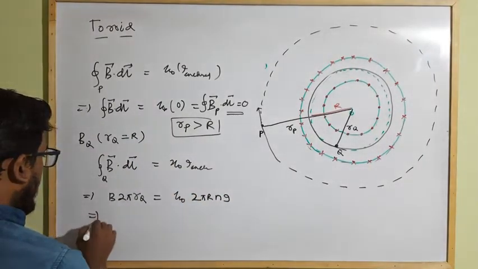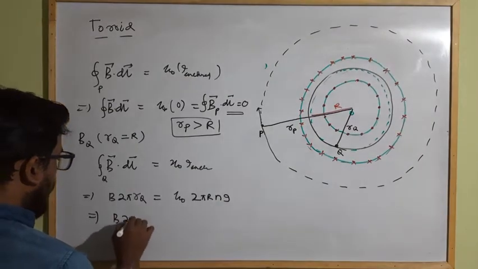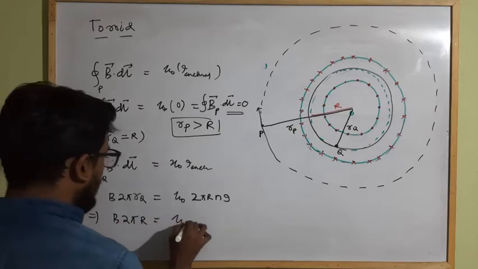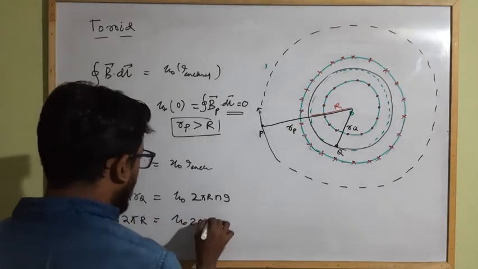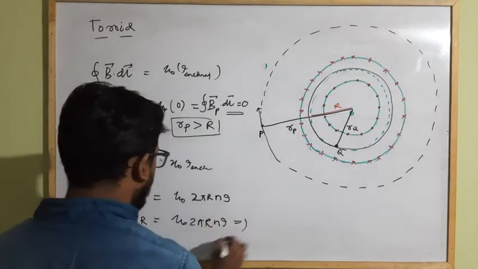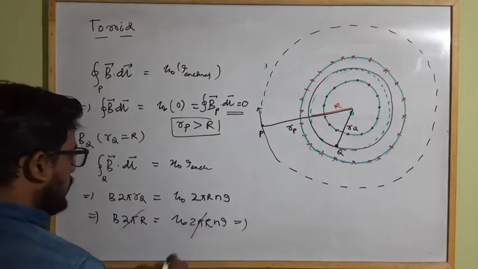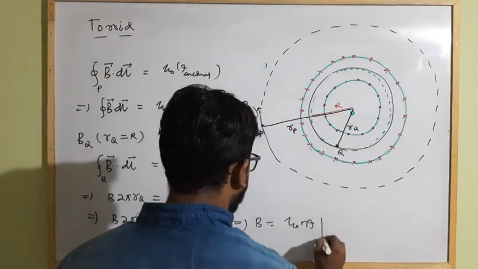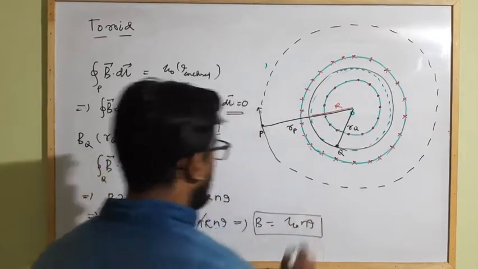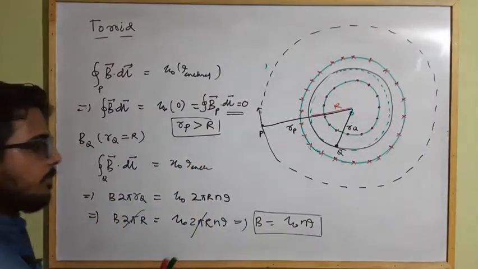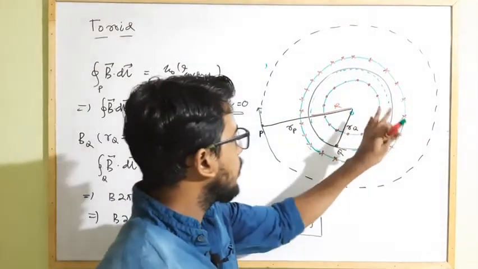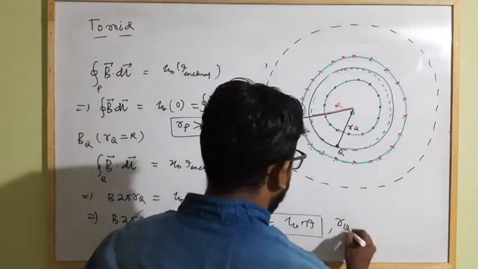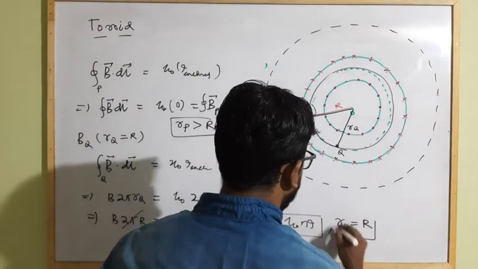So here we can write B into 2 pi, in place of RQ we can write radius R, which is equal to mu naught 2 pi R n I. This implies, cancelling 2 pi R from both sides, B will be how much? Mu naught n I. What is n? Number of turns per unit length of the toroid. So the magnetic field inside the tore of the toroid is mu naught n I. Here RQ is equal to R.